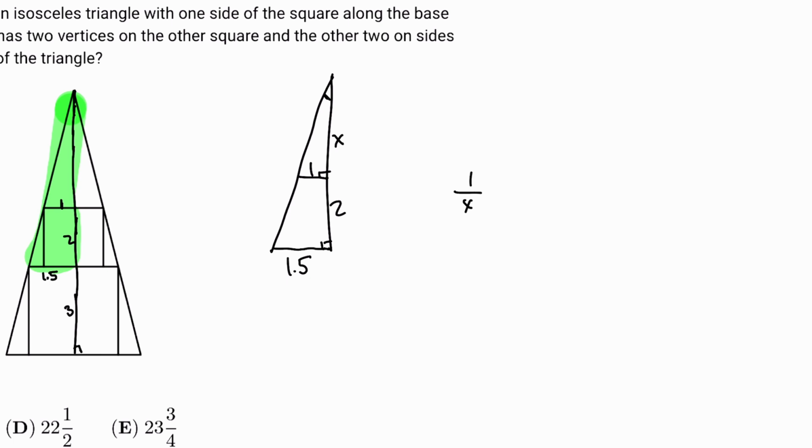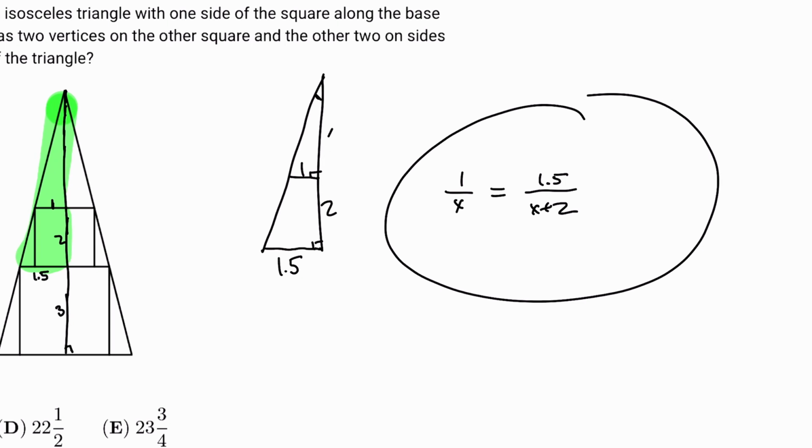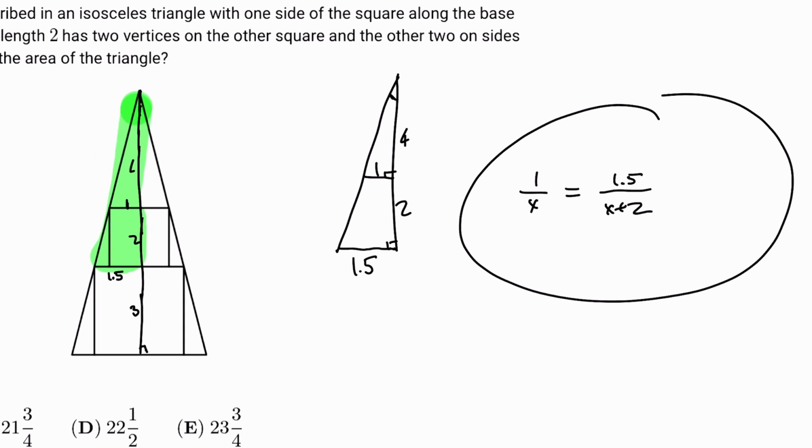So 1 over x is equal to 1.5 over x plus 2. Or because we're just dealing with side lengths here, this 1 as 1 and this as 2, but it increases by 0.5. So this ratio is 2 to 3. This ratio should also be 2 to 3, which means that their difference is 1. You can either solve this equation or just by examining this, get that this side is equal to 4.